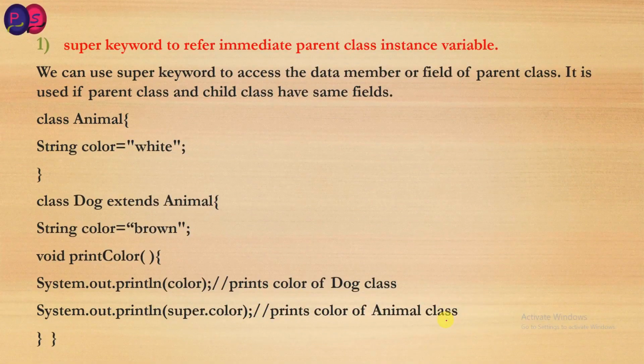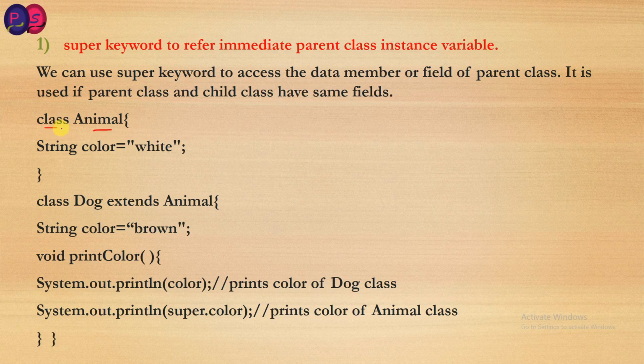So the first use is the super keyword to refer to the immediate parent class instance variable, or field we can say. We can use the super keyword to access the data member or field of the parent class, that is the instance variable. It is used if the parent class and child class have the same fields. Means what? If the names of the parent class variable and child class variable are the same. So we'll understand it with the help of an example.